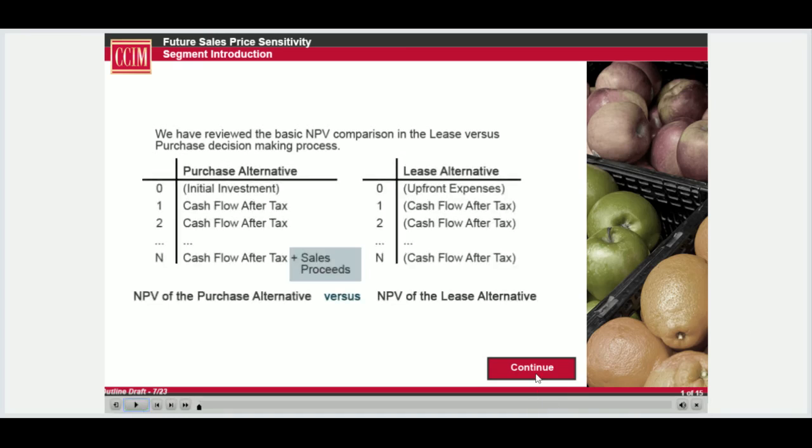In this section, [we look at the] most subjective sales price. This number could be considered the least predictable, most speculative number in the analysis, since it occurs so far in the future. The purpose of our sensitivity analysis in this segment is to add context to that future assumption because it has great impact on the NPV analysis method.